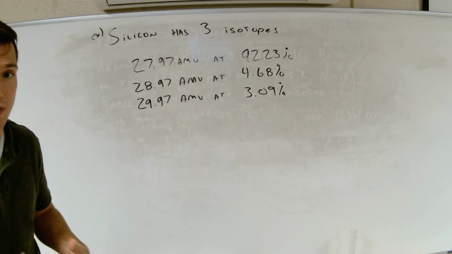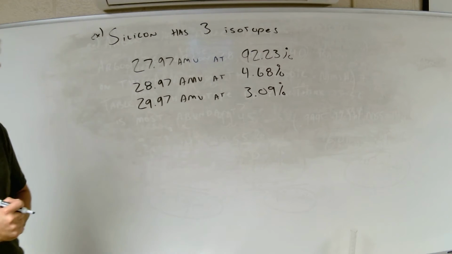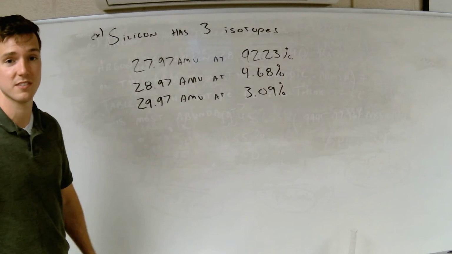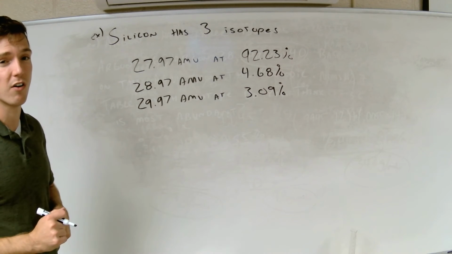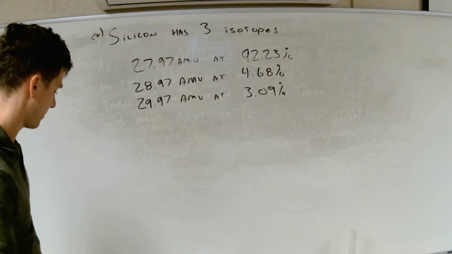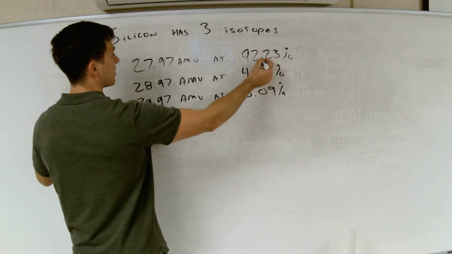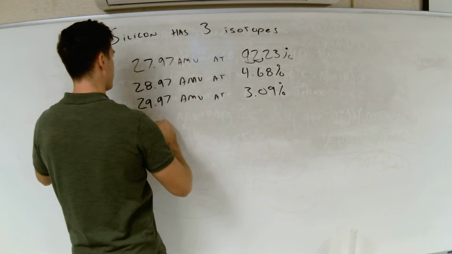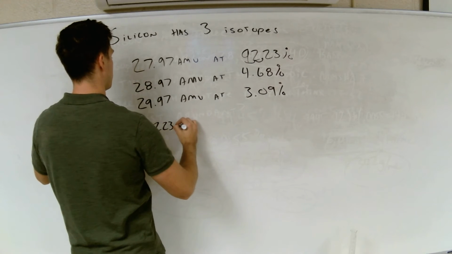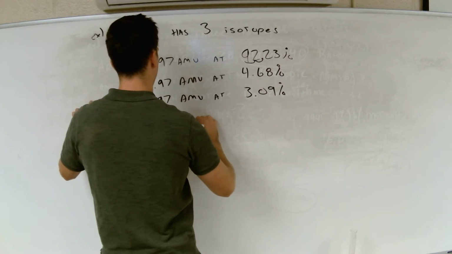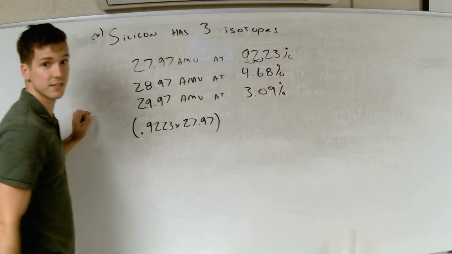I am going to explain this right now. So again, we got 3 isotopes. We're going to do percent abundance times mass number for each isotope and then add them up at the end. So first one, we got percent abundance, which is 0.9223 times its mass number of 27.97.